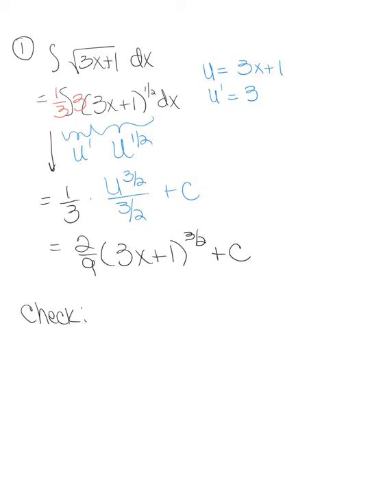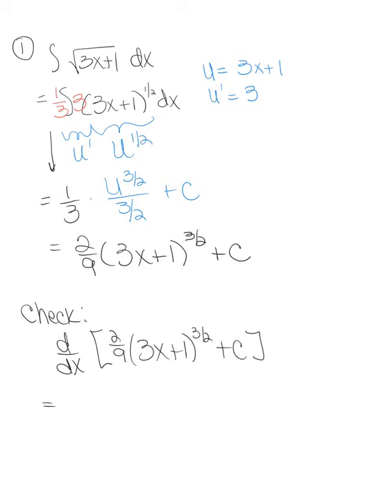Remember that we can check these results simply by differentiating the answer we just got. Again, don't just start taking a derivative. You want to show me you're taking a derivative. So we're going to take the derivative with respect to x of 2/9 times the quantity 3x plus 1 raised to the 3/2 power, all plus c. That first piece is going to involve a chain rule. Let's see how that works.